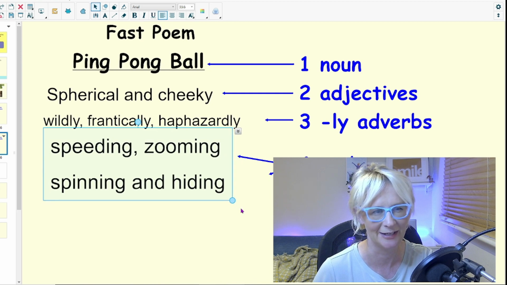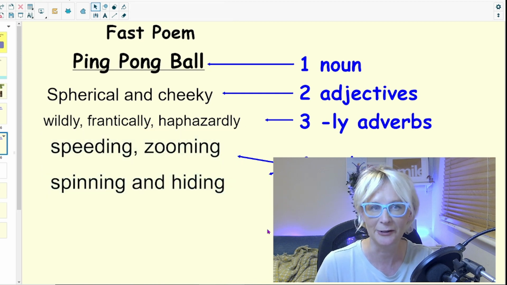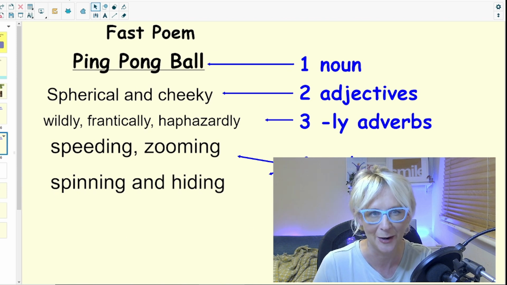Right, let's have a little look then. Ping pong ball, spherical and cheeky, wildly, frantically, haphazardly, speeding, zooming, spinning and hiding. Yay, perfect. Have a go yourself of making a fast poem. It's great practice for all of the different word classes.